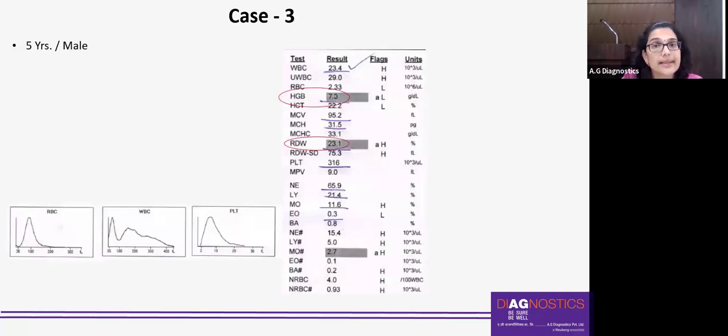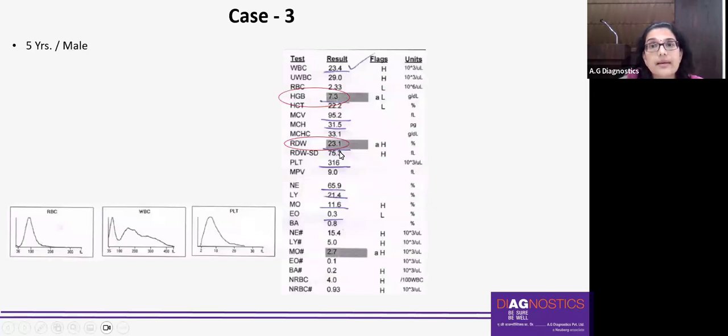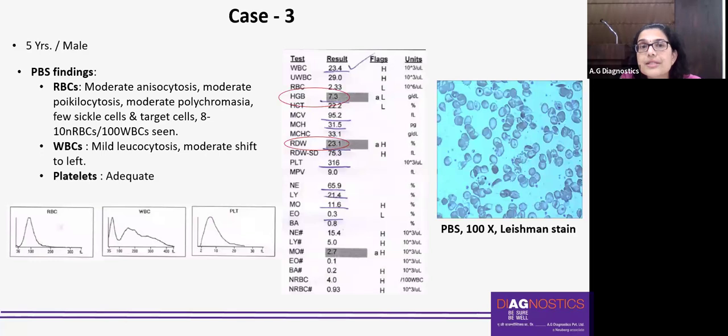A 5 years male child presented with anemia, 7.3 gram percent, normocytic normochromic indices. However, we see a wide RDW of 23.1%. On the peripheral smear, what we saw was moderate anisopoikilocytosis with few sickle cells and target cells.